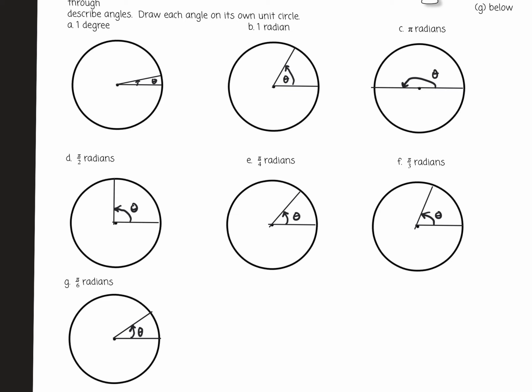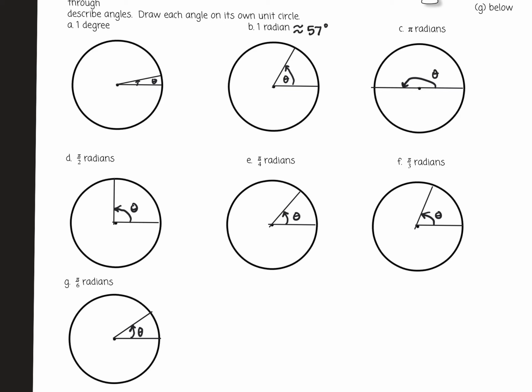1 radian, so we know that there's 6.28 radians in a circle. 1 radian, just as a good rule of thumb, is about 57 degrees. Okay, so if you're thinking about it, it's just a little bit less than 60 degrees if I'm going to draw an angle that's 1 radian.